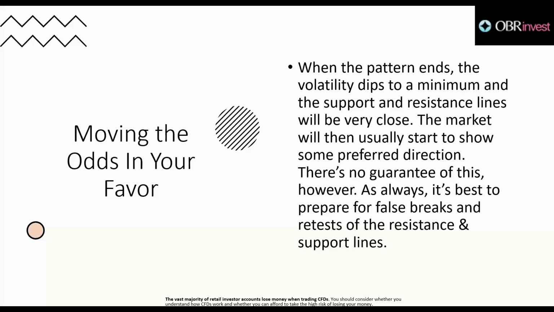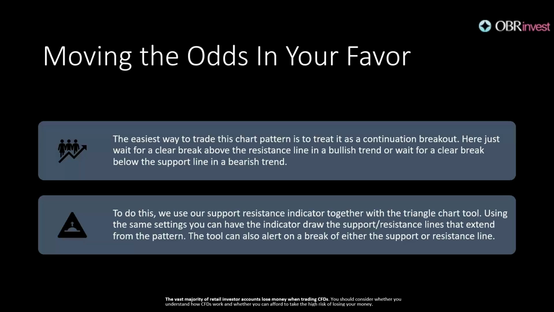Now, what we always want to do is move the odds in our favor. Okay. So when the pattern ends, the volatility dips to a minimum and the support and resistance lines will be very close. As price moves into that apex, we should see a dip in the volume and the support and resistance lines are narrowing. The market will then usually start to show some preferred direction, the breakout. There's no guarantee of this, as it's best to be prepared for false breakouts and retests of those support and resistance lines. And this is why we wait for that confirmation candle and the third candle.